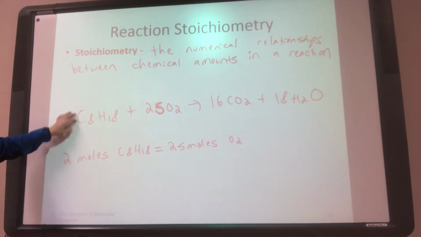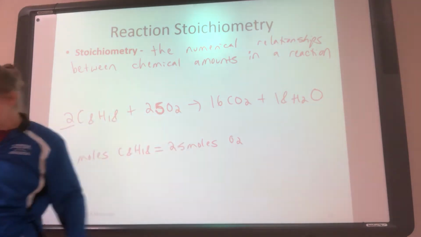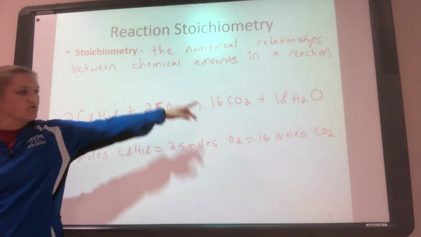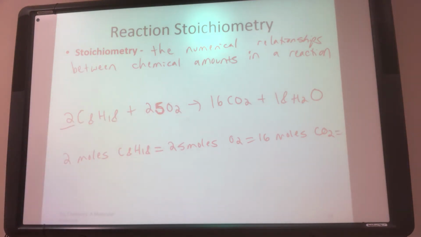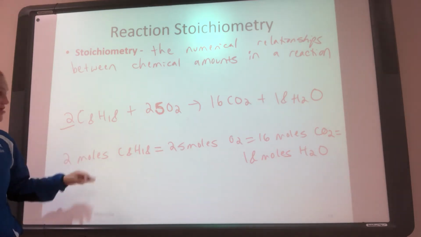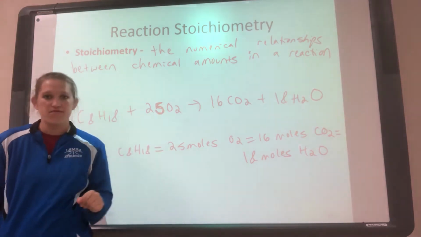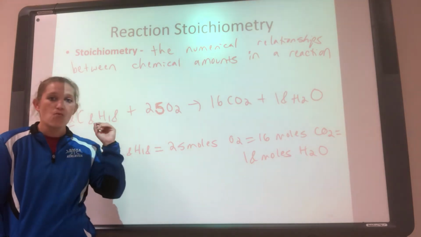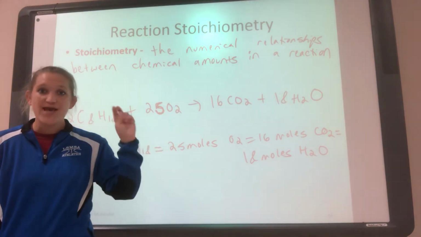I can say for every 2 moles of C8H18, there's 16 moles of CO2. I can also relate that to the other one. It's also equal to 18 moles of H2O. So what this is telling me is this balanced equation is giving me a way to go from one thing to something completely different. This is brand new. We haven't done this. We've gone from one thing to something else, but they had to be related.